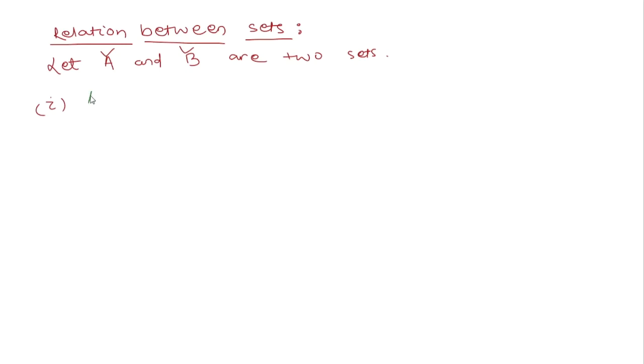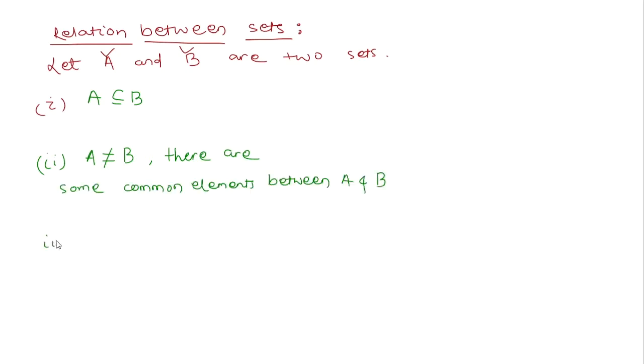Set A can be a subset of set B. In the second case, another possibility is that A is not equal to set B, but there are some common elements between set A and set B. And the third possible case is A and B are disjoint. That means there are no elements that are common between set A and set B.